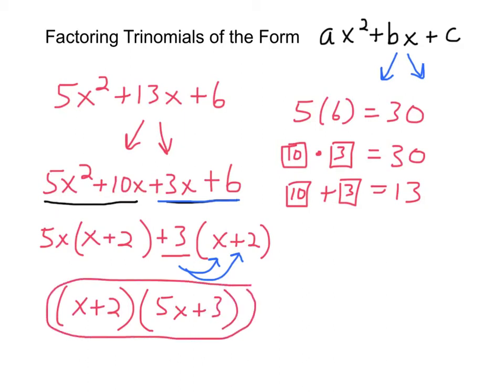Now you can check that by just doing the FOIL. Do the firsts, and then the outers, and then the inners, and then the lasts. And after you combine your like terms together, you should find that your answer is 5x squared plus 13x plus 6. So you can always check your answer to this kind of a problem.